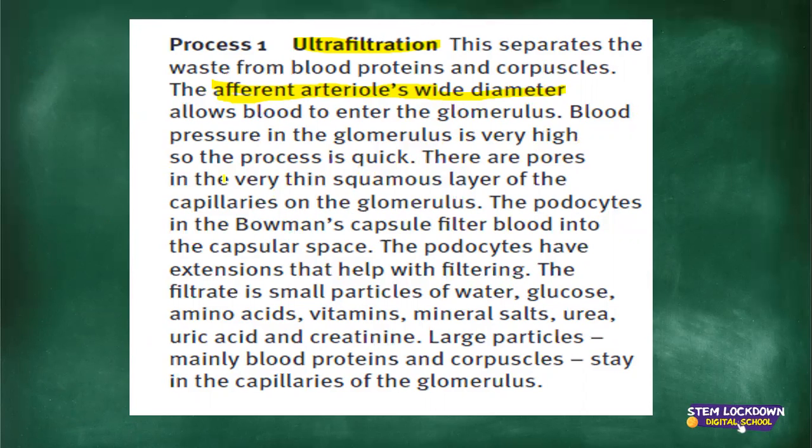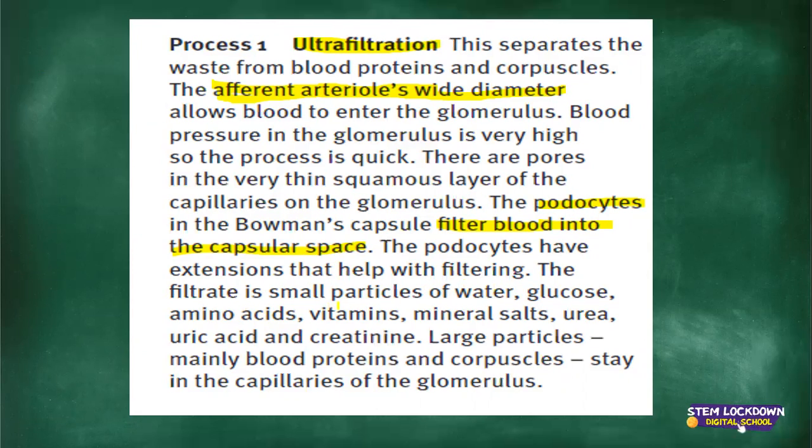There are pores in the very thin squamous layer of the capillaries of the glomerulus. Then the podocytes in the Bowman's capsule will filter blood. So podocytes will do what? The podocytes are found in the Bowman's capsule, right? They will filter the blood into the capsular space. The podocytes have extensions that help with filtering.